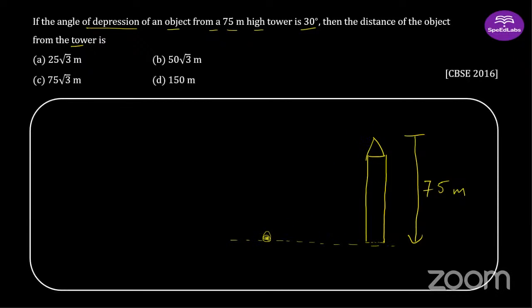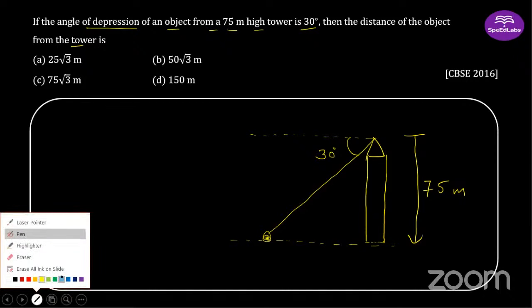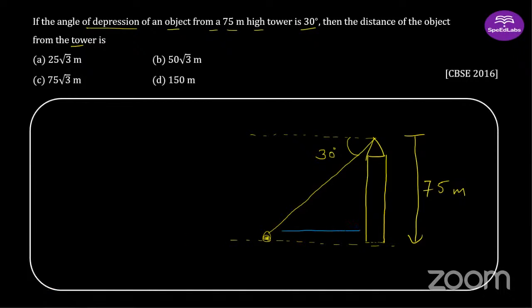So this angle that is being formed. Let us draw the horizontal first. This is our horizontal, and the angle that would be formed with the horizontal is 30 degree. So this would be our angle of depression, 30 degree. Now they are asking us the distance of the object from the tower. That means they are asking us this distance. Can someone just tell how we can find it?